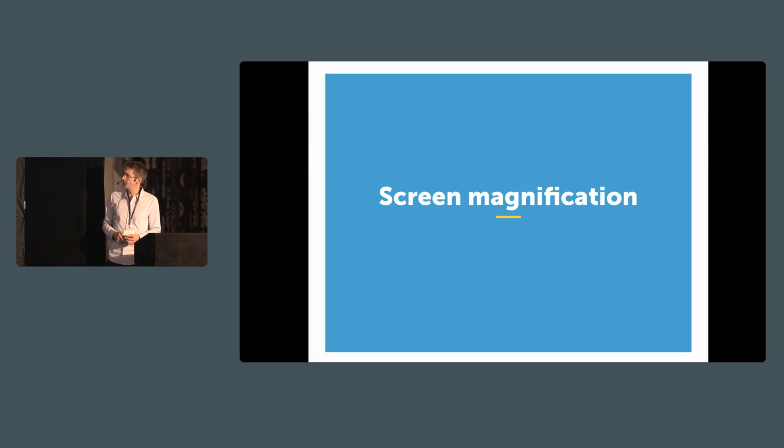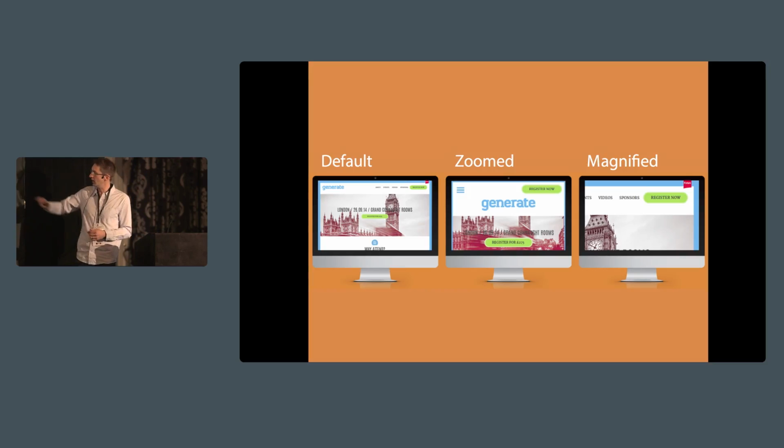So screen magnification, there's basically two ways of making things bigger. I use the Generate conference. So zoom is now the default one across desktops, which basically makes all the pixels bigger. And even on desktop, that will now trigger the media queries, and if you zoom in enough, you'll get the mobile view. And then you've got magnification. That's a bit more like actually zooming in, with a magnifier. The layout stays the same, but your view of it becomes much smaller.